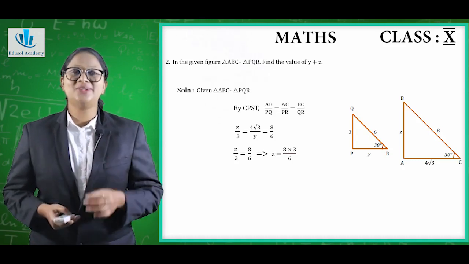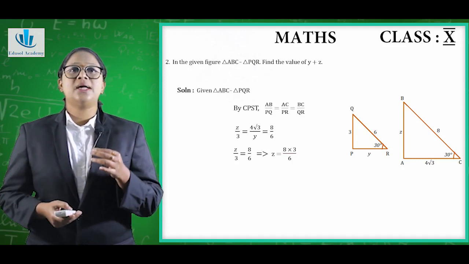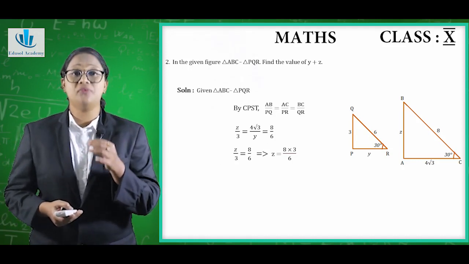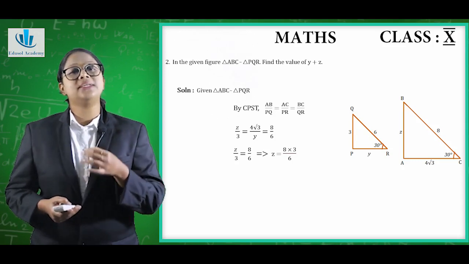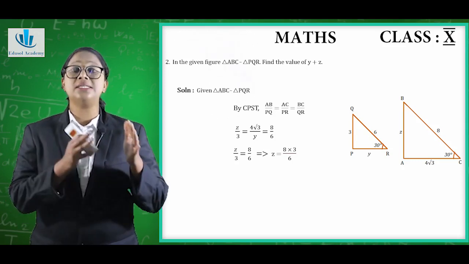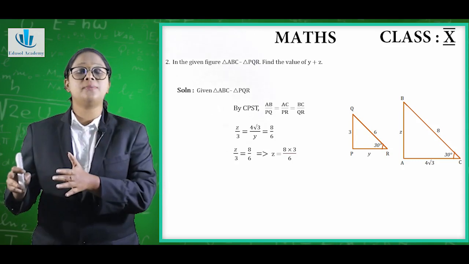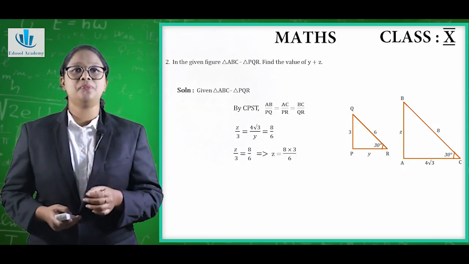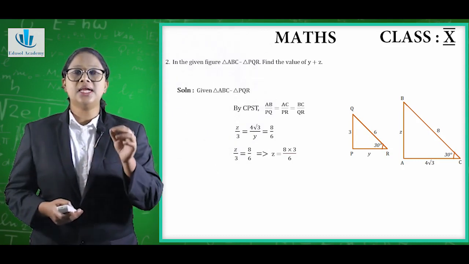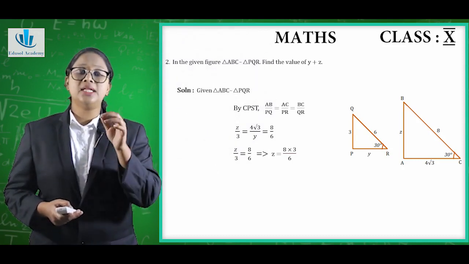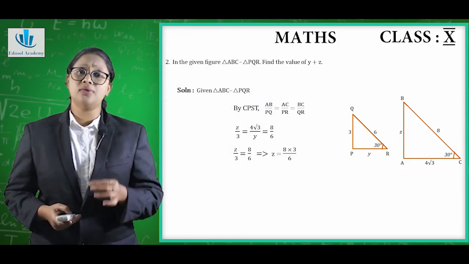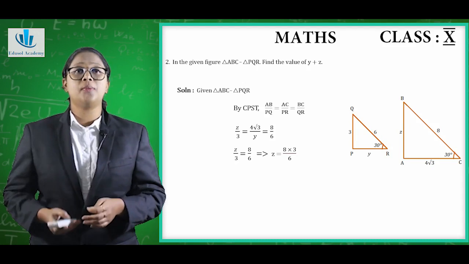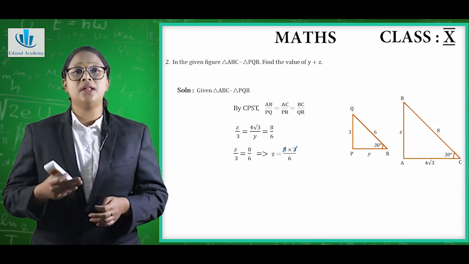Okay, now we may substitute the values. Z by 3 is equal to 4 root 3 by y is equal to 8 by 6. Now we have to find z separately, then y separately, then add them together. That's how we are going to do this problem. So let's take z by 3 is equal to 8 by 6 and solve for z.